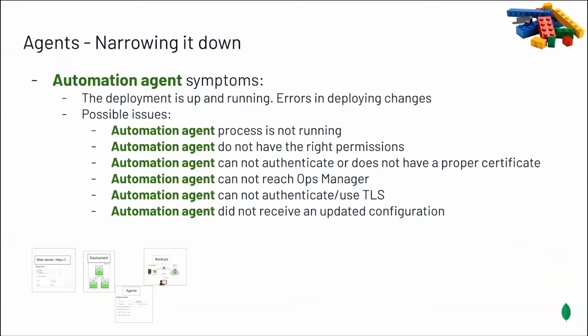Automation agent: well, your deployment is up and running, but you have errors in deploying changes. So the automation agent process can be down. Automation agent can have the wrong permissions, or maybe an authentication or TLS problem, can't reach the Ops Manager side, or did not receive an updated configuration. Usually, if the deployment is under automation, the automation agent affects other agents too.